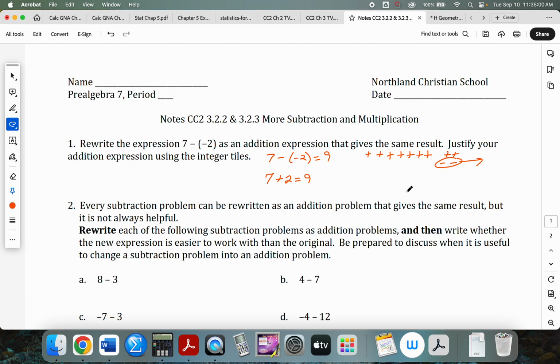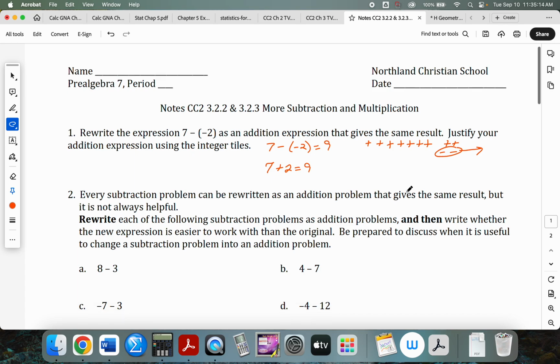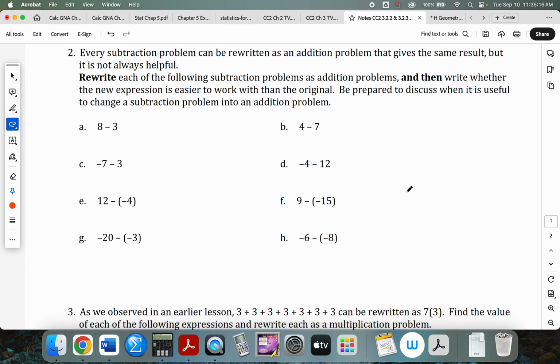Seven minus a -2, subtracting a negative, I said this several times in class yesterday, subtracting a negative is the same thing as adding a positive. Removing negativeness is the same thing as adding positiveness. So every subtraction problem can be rewritten as an addition problem that gives the same result, but it's not always helpful to do that.